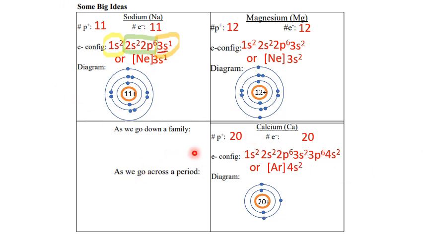Okay, so then we kind of want to summarize some things. So let's look at it from the standpoint of this right here. As we go from magnesium down to calcium, let's really focus on this part right here. What are we seeing? Well, what we're seeing is you increase an entire layer. You have 1, 2, 3 layers right here, okay? Down here, you have 1, 2, 3, 4 layers. So we're increasing the layers.